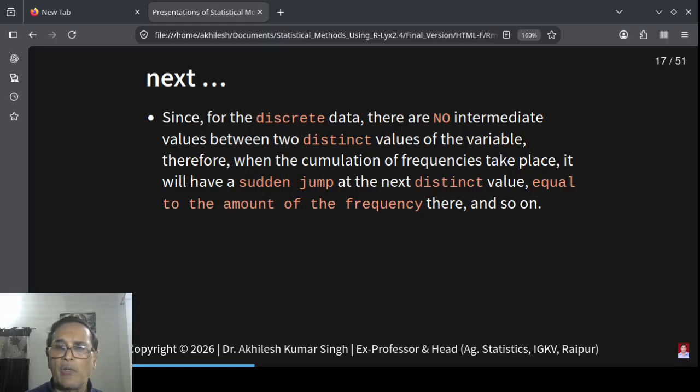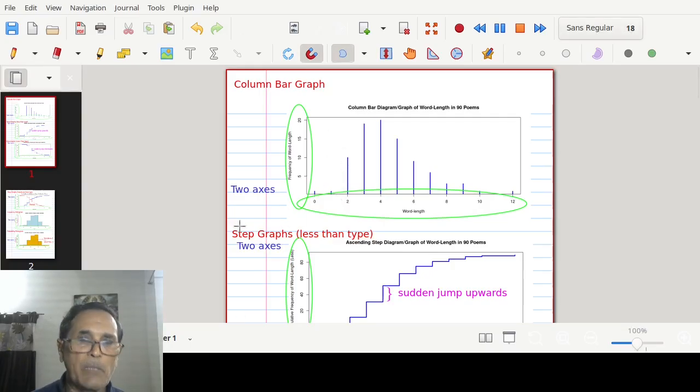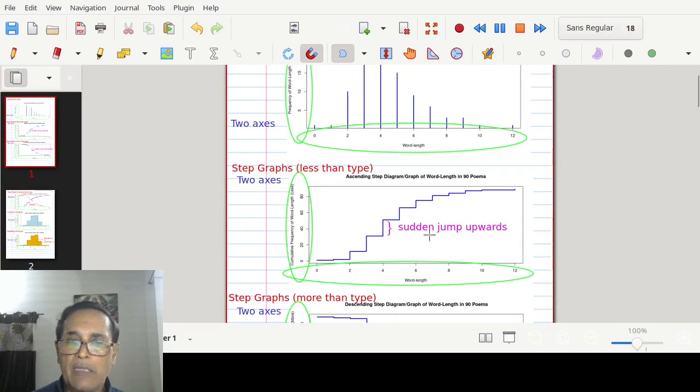Therefore, when the cumulation of frequency, cumulation means gradually adding up of the frequencies, takes place, it will have a sudden jump at the next distinct value equal to the amount of the frequency there, and so on. I will just show you what I mean by it. Although I have not computed it, I will show you what we mean by sudden jump.